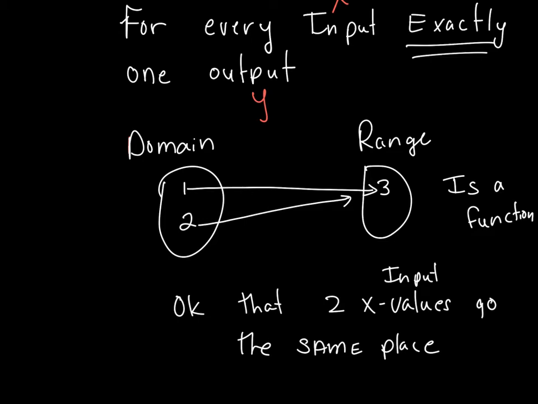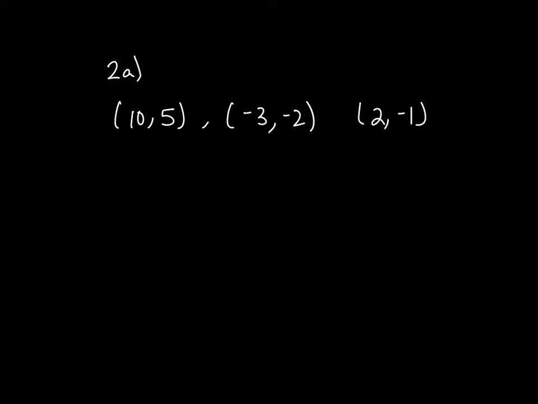So if I go through and now look at the next question that I have here, it is asking, determine whether each relation is also a function. So the best way that I like to do that, if I look at 2a, the list of points there is 10, 5. My next point is -3, -2, 2, -1, and 6, 5. So I like to do these with a map.